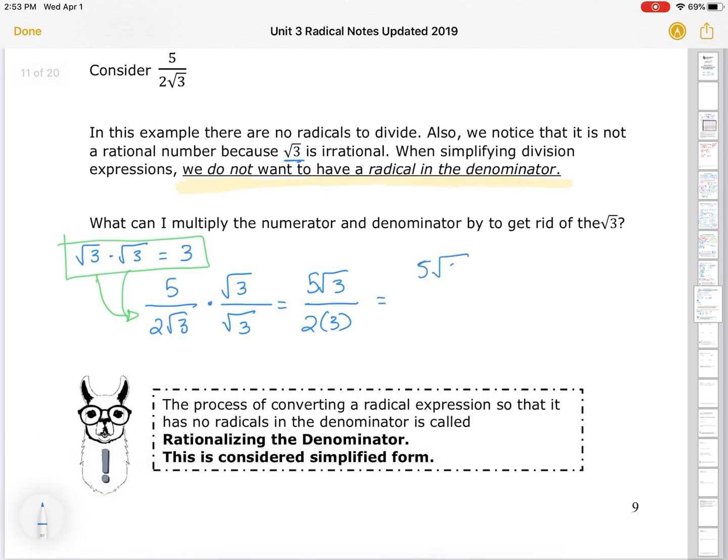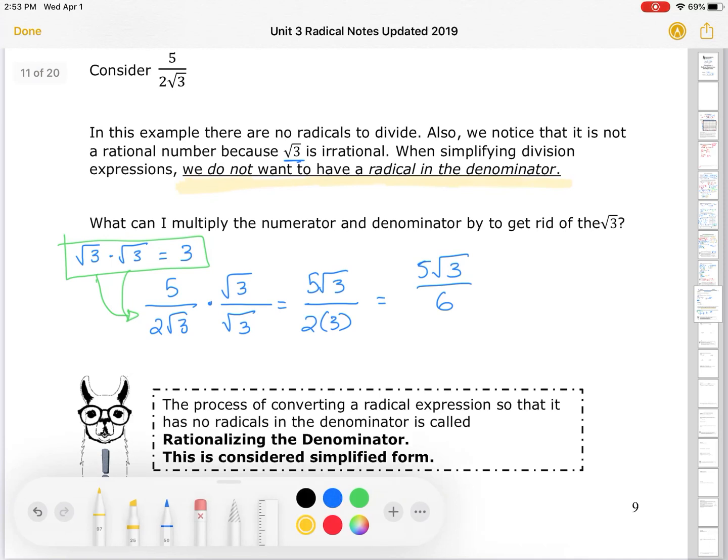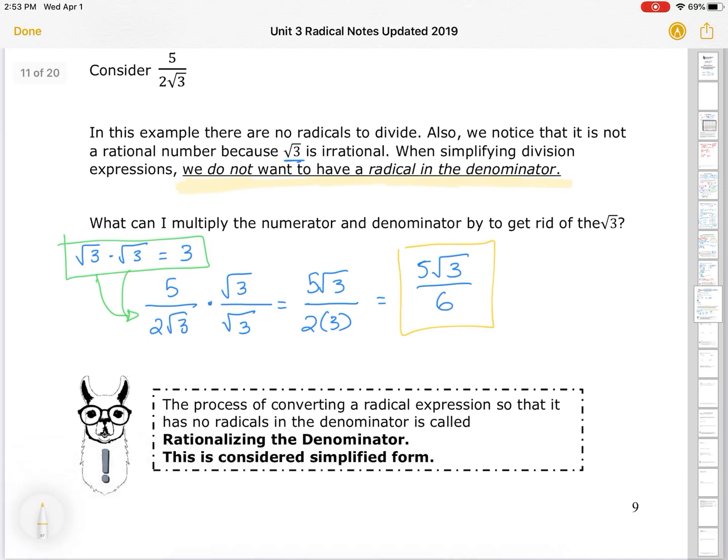Now I'm not done. I'm going to simplify this further. 5 root 3 here, and 2 times 3 is 6. Now, sometimes you can simplify that further. In this case, there's no common factor from the top and the bottom, so this would be my final answer. Okay?